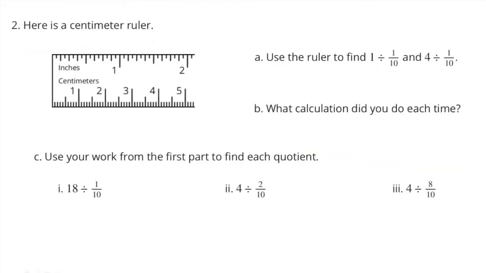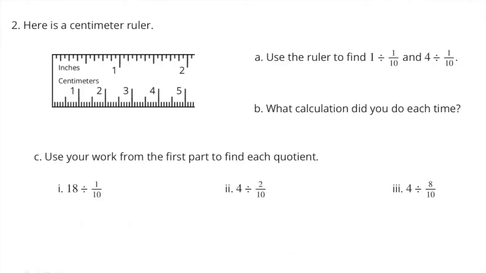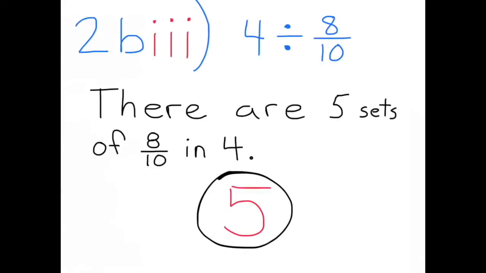4 divided by 2/10. There are 20 sets of 2/10 in 4. 4 divided by 2/10 equals 20. 4 divided by 8/10. There are 5 sets of 8/10 in 4. 4 divided by 8/10 equals 5.